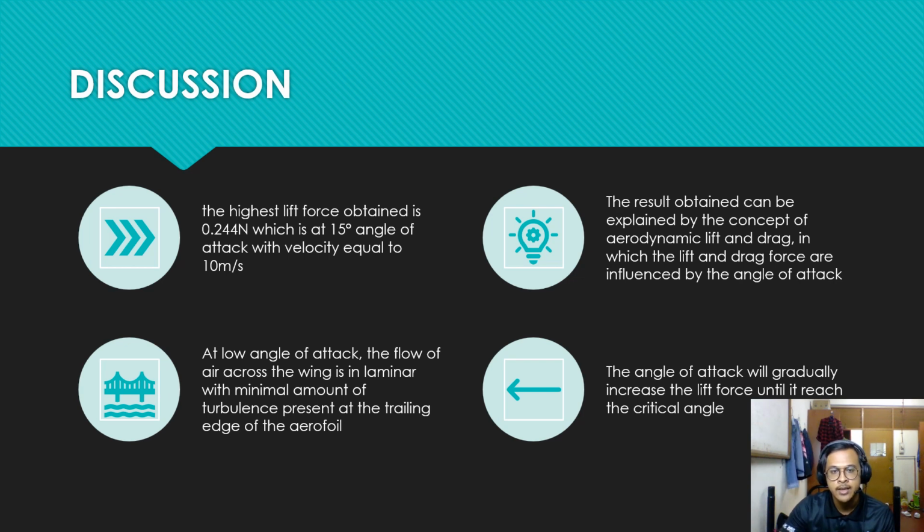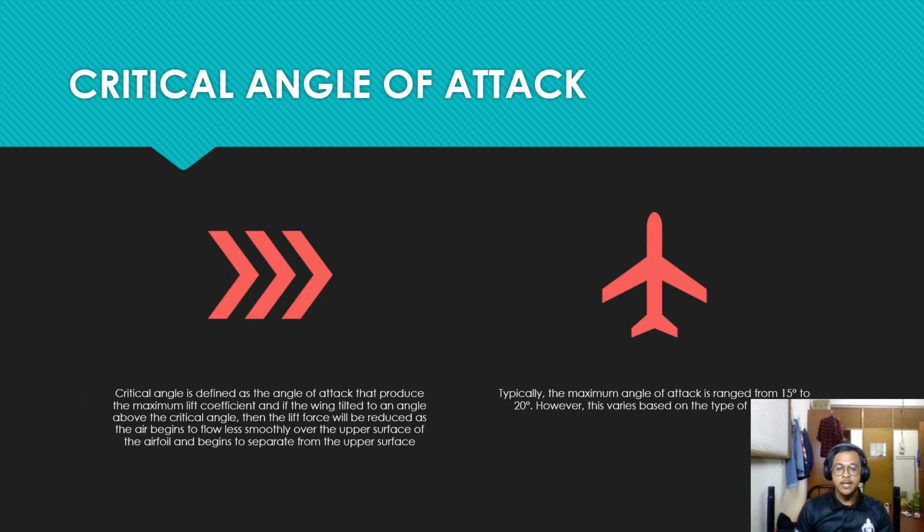So at low angle of attack, the flow of air across the wing is laminar with a minimal amount of turbulence present at the trailing edge of the aerofoil. The angle of attack will gradually increase the lift force until it reaches the critical angle. So what is the critical angle of attack? Critical angle is defined as the angle of attack that produces the maximum lift coefficient, and if the wing is tilted to an angle above the critical angle, then the lift force will be reduced as the air begins to flow less smoothly over the upper surface of the airfoil and begins to separate from the upper surface.